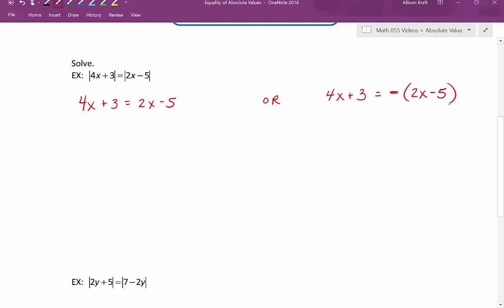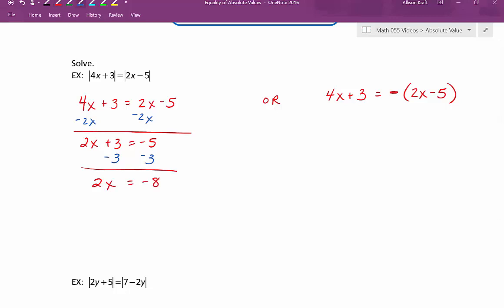We'll do the one on the left first. I'll start by subtracting 2x from both sides to get my x's together. That gives us 2x plus 3 equals negative 5. Subtracting 3 from both sides, we have 2x is equal to negative 8. Lastly, we divide both sides by 2, and we get our first solution, x equals negative 4.